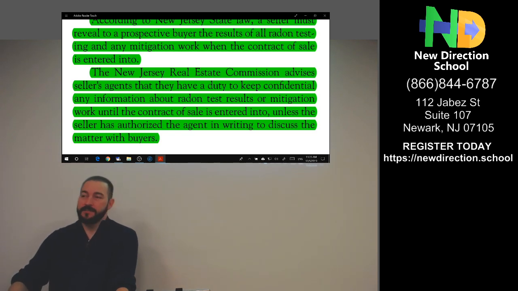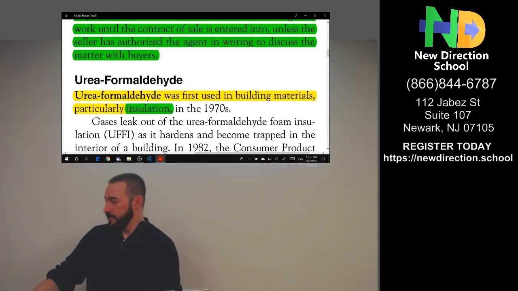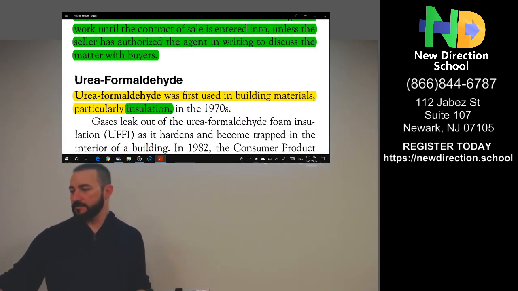It's one of those things that it's there, it's present, so it doesn't affect the sale. Yes? Okay. Now, urea formaldehyde. All I need to know about this is that it's a type of insulation.